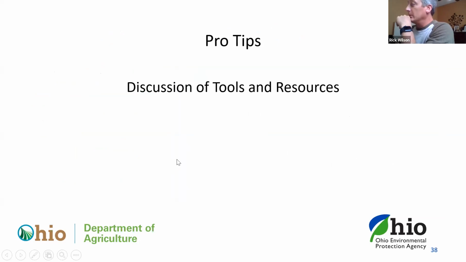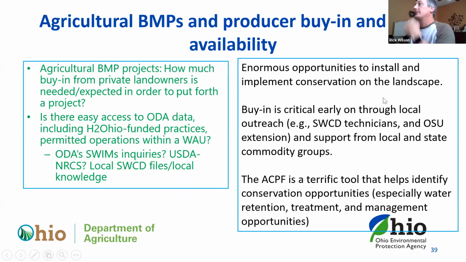Pro tips. We're almost done here, guys. Pro tips: ag buy-in. A lot of questions. I went in on this earlier. Sometimes we have clear projects that describe the exact type of ag project that's going to be implemented, and then sometimes we get the opposite. So there's a bunch of opportunities to install and implement conservation on the landscape. Having the outreach and the availability to do outreach to get people interested, to let them know that there are funds available is a big deal.